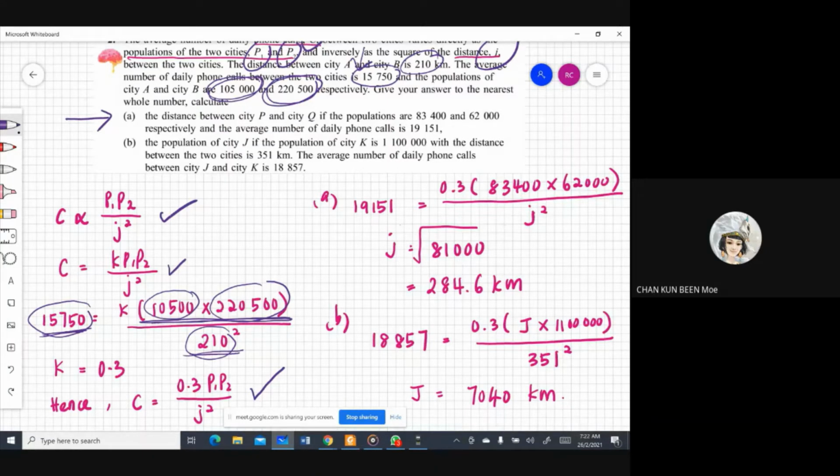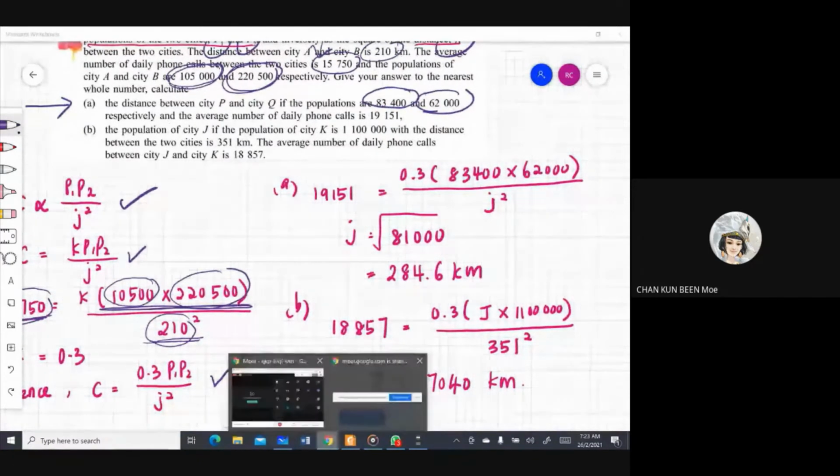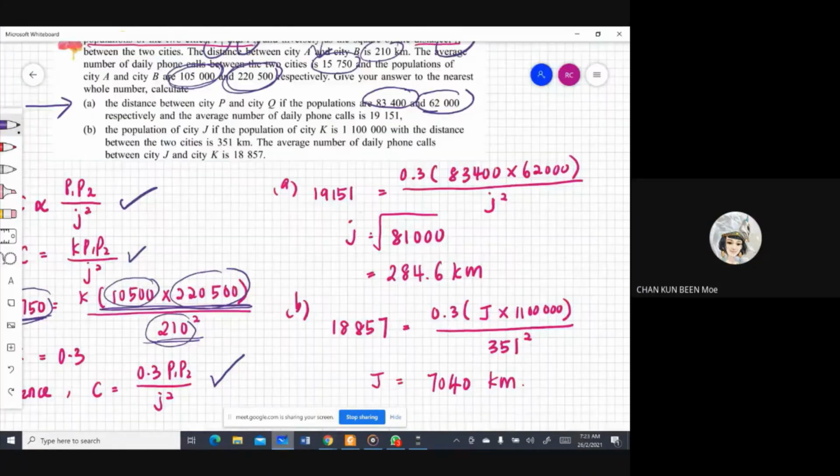The distance between city P and Q, they want you to find if the populations are 83400 and 62,000 respectively, and the average number of telephone calls is 19151. Actually, there is a mistake in this question. Did you all check with the answer at the back whether you got the correct answer or not? Is the answer at the back correct? It's different, right? I got 90, madam. It's 90, madam. Yes, 90. It's different. Okay, so we go back to this first.